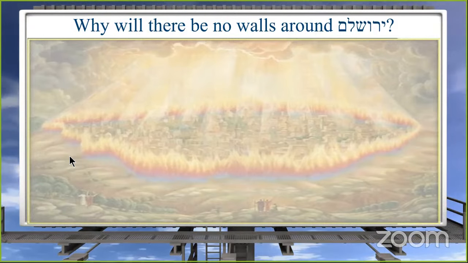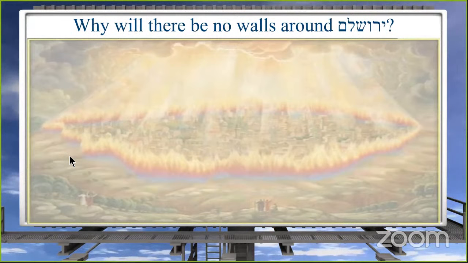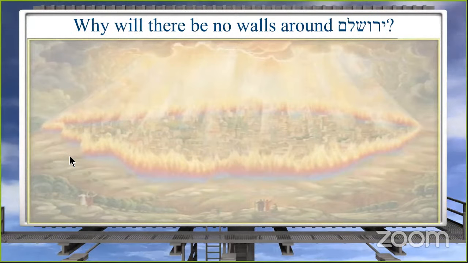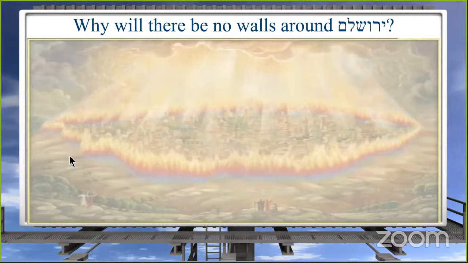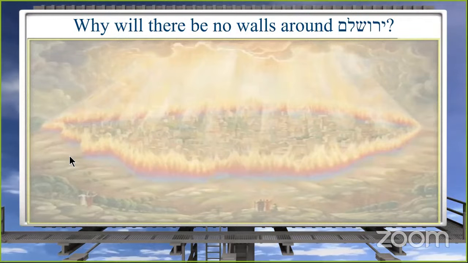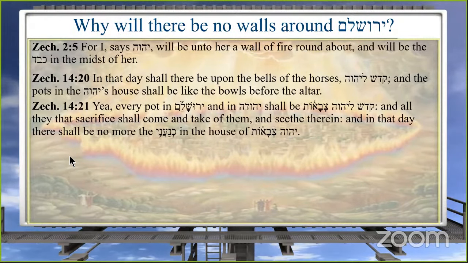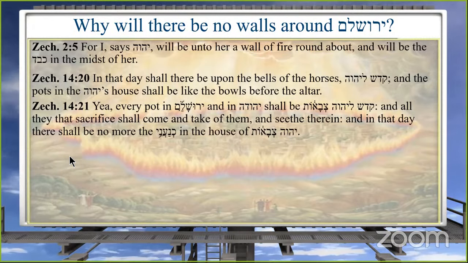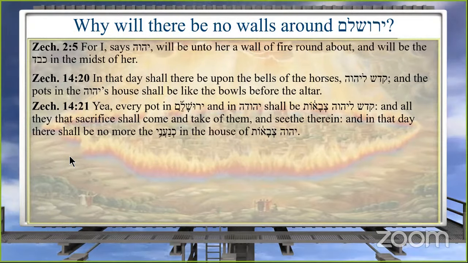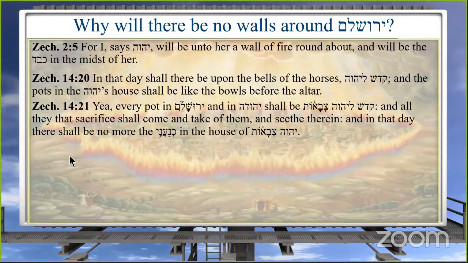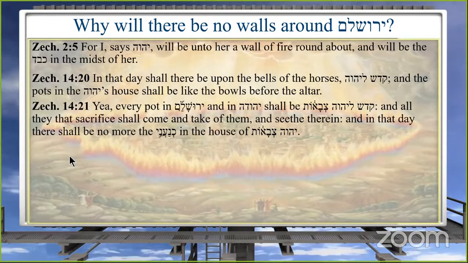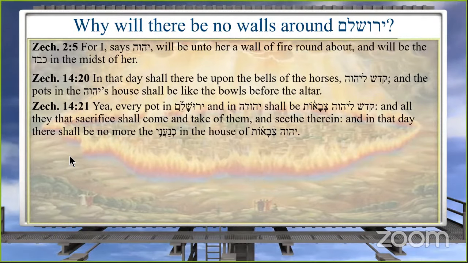You good? Okay. How about no more sin? So we don't need a separation. Okay. So let's read and see what it says. It says, "For I, says Yahuwah, will be unto her a wall of fire round about, and will be the esteem in the midst of her."